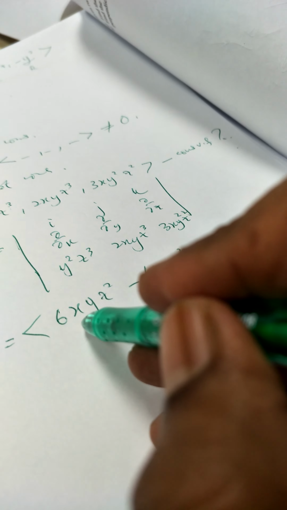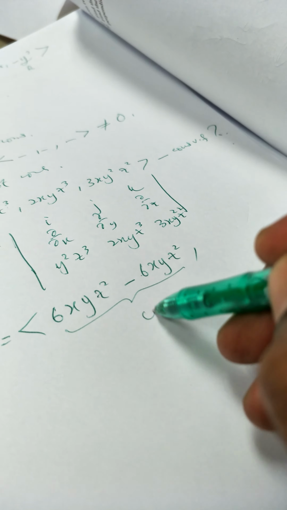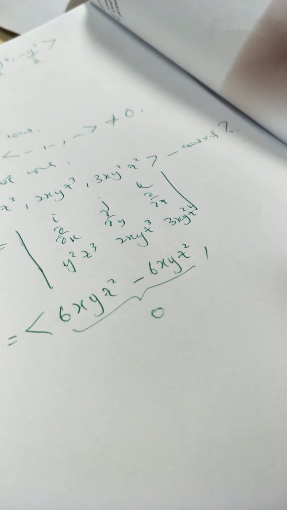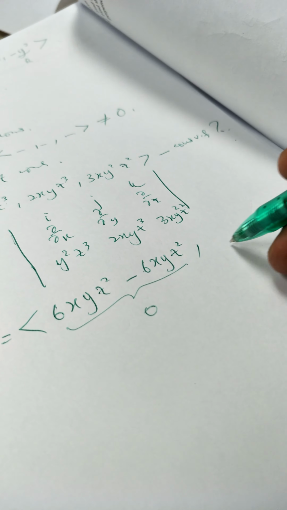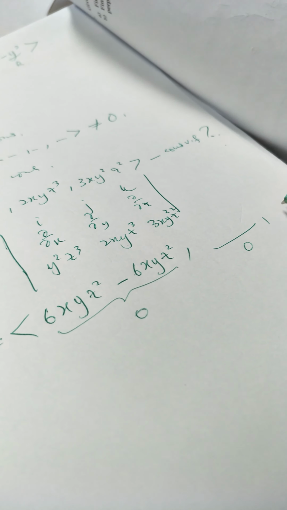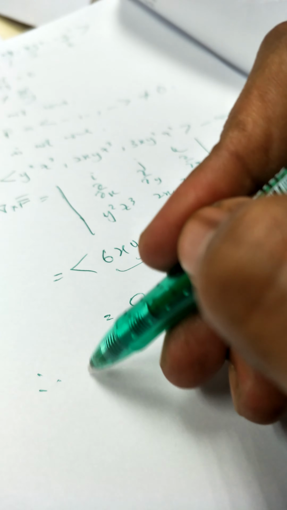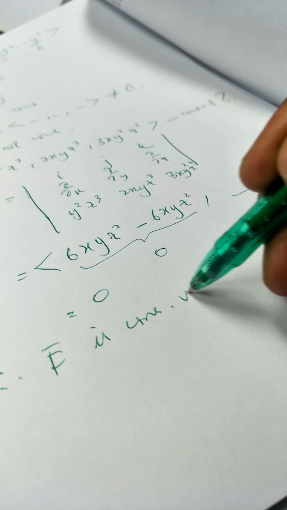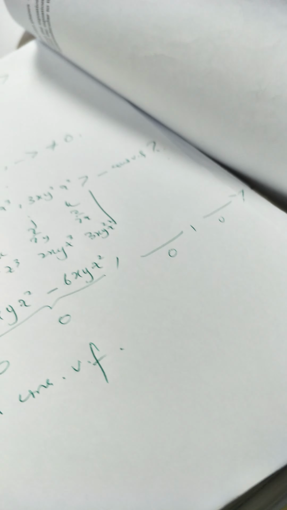Okay, so the first term here is 0. The second term, you can find it; basically this also gives you 0. This part also gives you 0. So therefore this is 0, so therefore F is a conservative vector field.